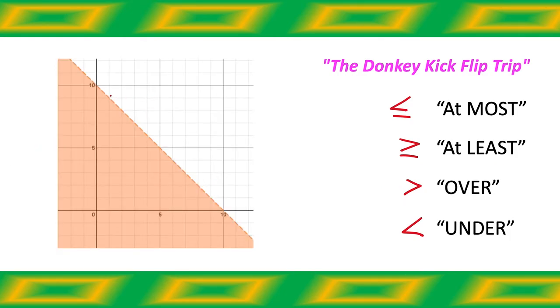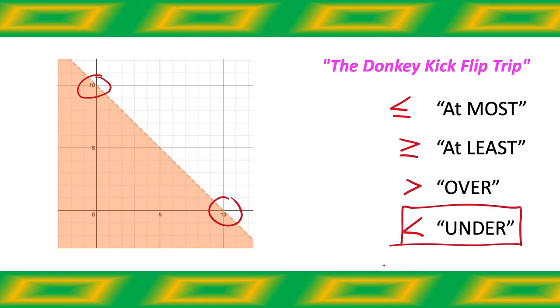And then if you have a dashed line and you're on the less than side with these intercepts, that's going to be an under scenario, or fewer, under, less than, all of those things.